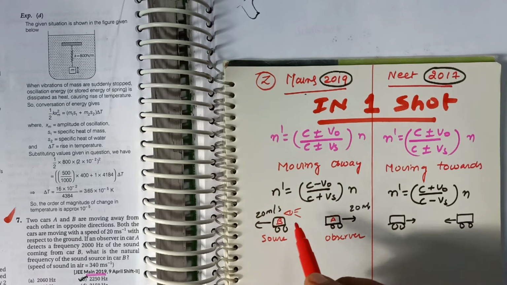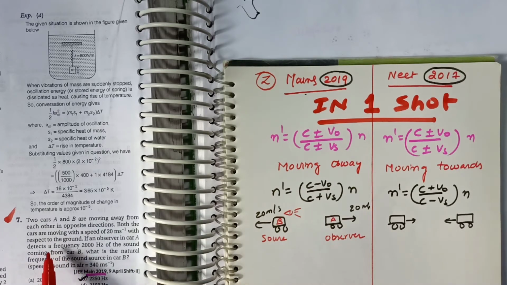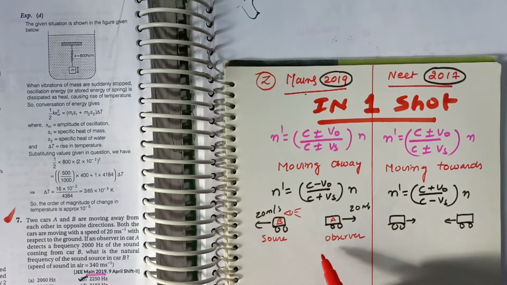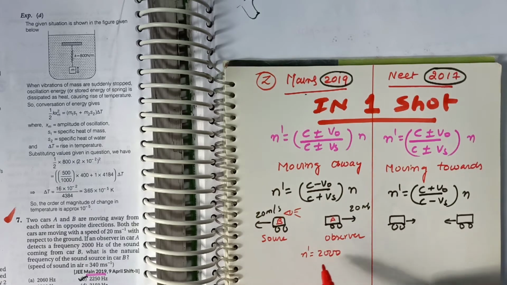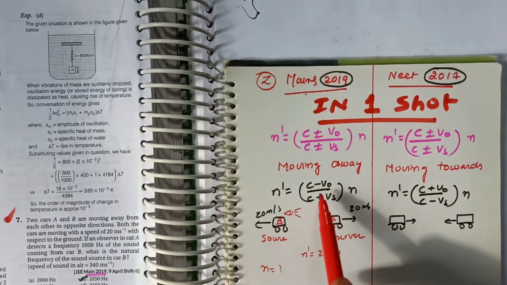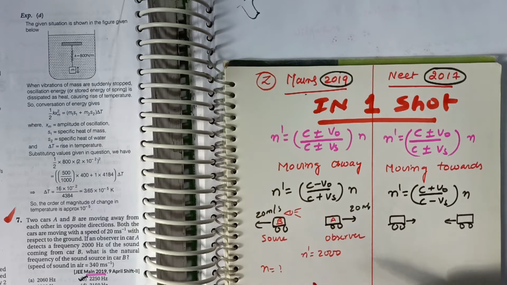Just very simple. Okay, so what is given here? You just see n dash. It is given that this fellow is going to observe the sound produced by car B, and the frequency is given as 2000 here. That means that is going to be the apparent frequency. Okay, and he is asking us to find out what is the real frequency here. Okay, so C is the velocity of sound, V naught is the observer velocity, Vs is going to be the velocity of the source here. Then how are you going to find out the actual frequency produced by car B?